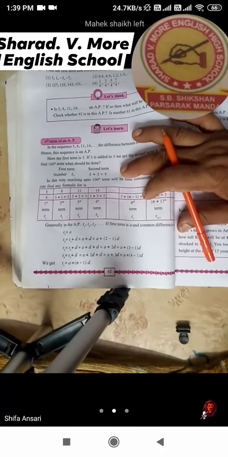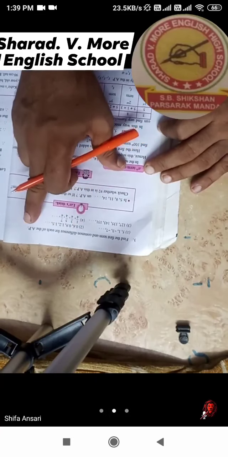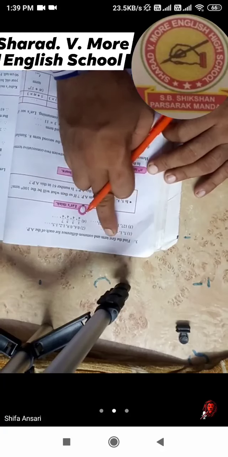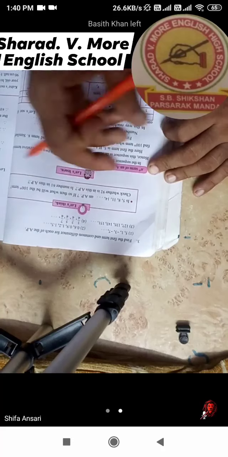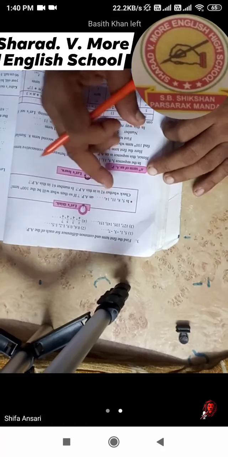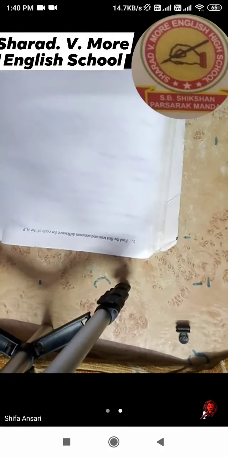Question number 3, see it. What is the question? Find the first term and common difference for each of the AP. So here we have to find out the first term, that is A, and the common difference. Okay, it's clear now. So how you will start this question?